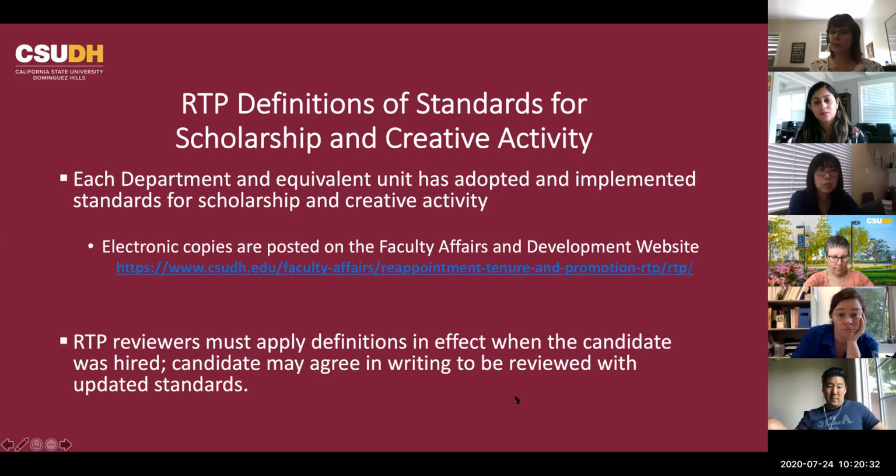So if you have questions about that, please feel free to contact Diane, and she can help clarify any concerns you have in that regard. Because departments do, especially after they're hiring new faculty, after they haven't been hiring in a long time, work often to update the standards to make them clearer and more concise.